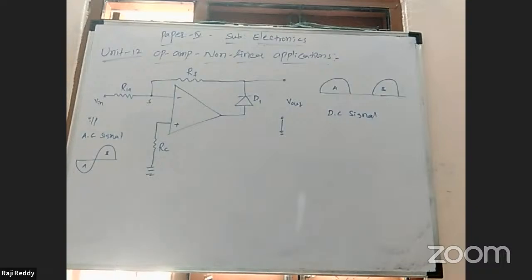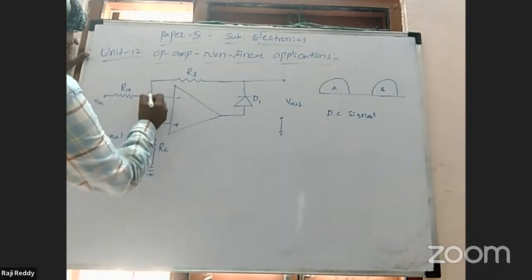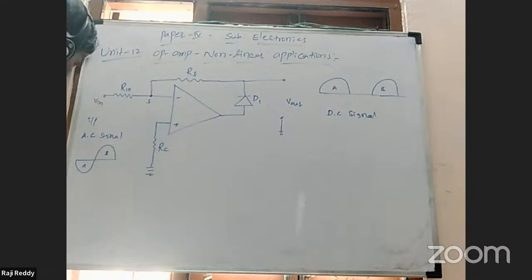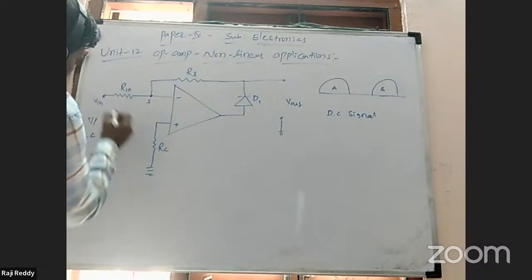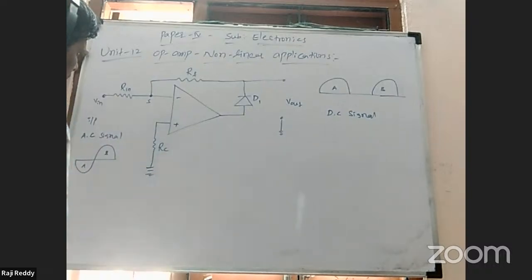Now you can observe: the input we are giving is AC, and we are getting the output as a DC pulsating signal. This is the input terminal. Now you can apply your input voltage between the input terminal V in and this ground terminal.